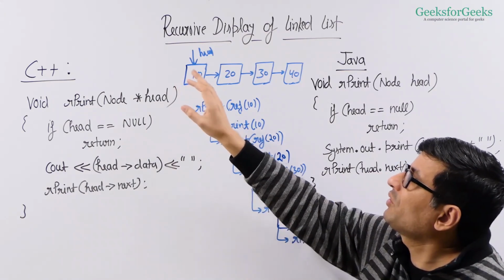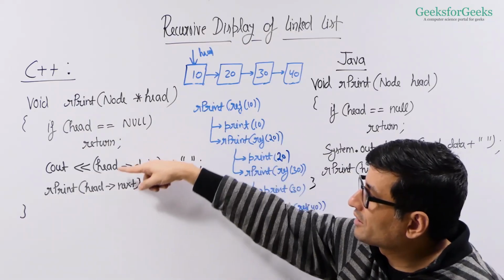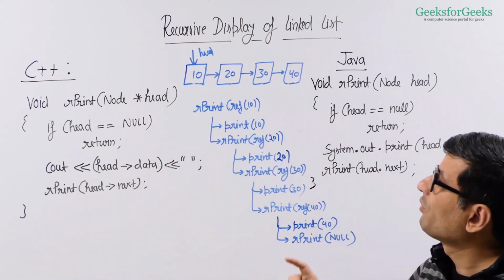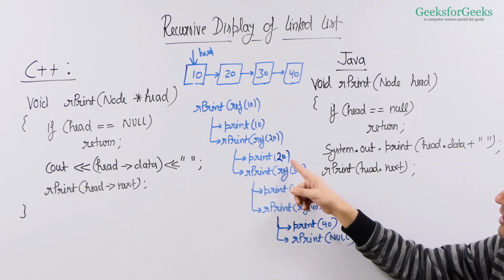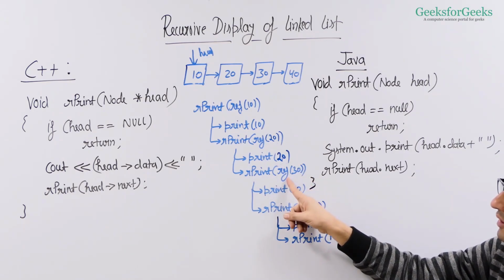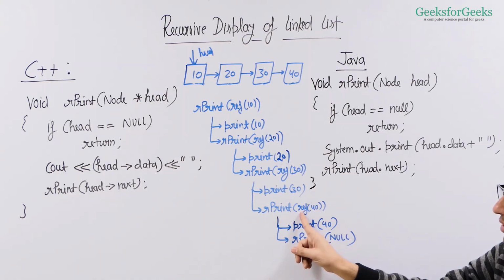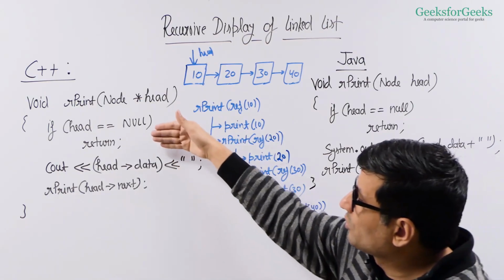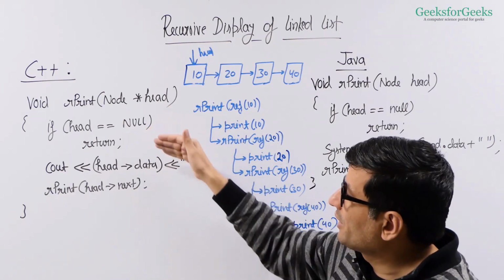When we pass 10, we print 10 first, right? This line is executed, this is not null. And then we call for 20. When we call for 20, we print 20 and then we call for 30. Then we print 30 and call for 40. Print 40 and call for null. When this is called, this goes into this if condition and returns.